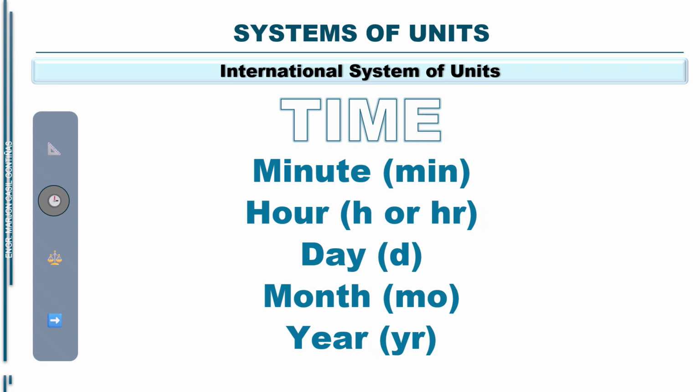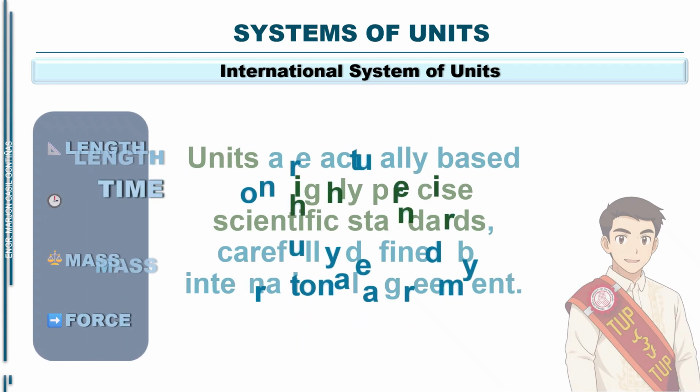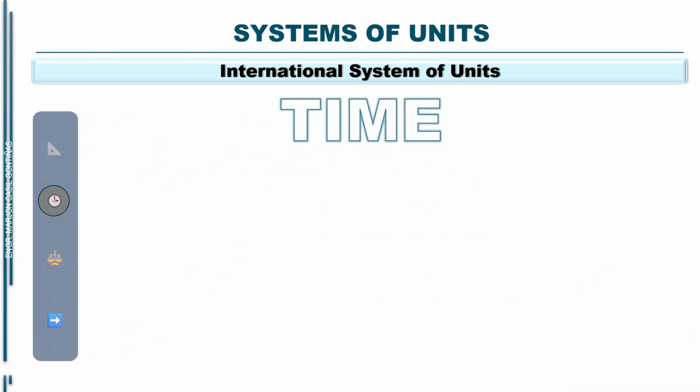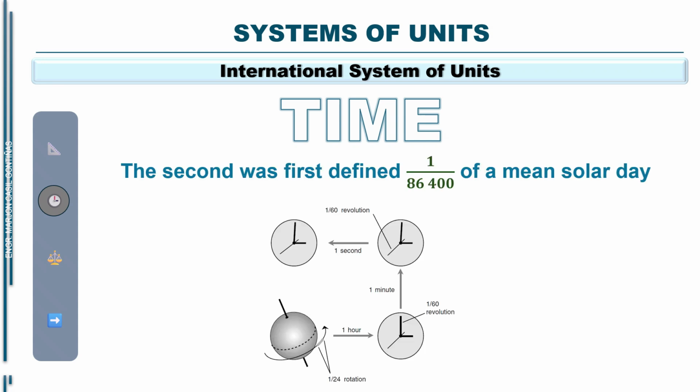Now, here's something a lot of people don't realize. The units we use every day aren't just random guesses or old traditions passed down. They're actually based on highly precise scientific standards, carefully defined by international agreement. Let's start with time. You might think a second is just, well, a second, but it's actually defined using atomic physics. The second was first defined as 1/86,400 of a mean solar day. That's one second out of a full day.